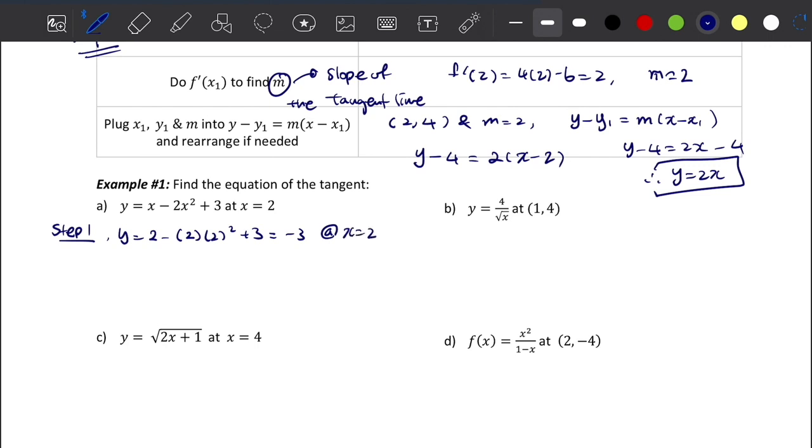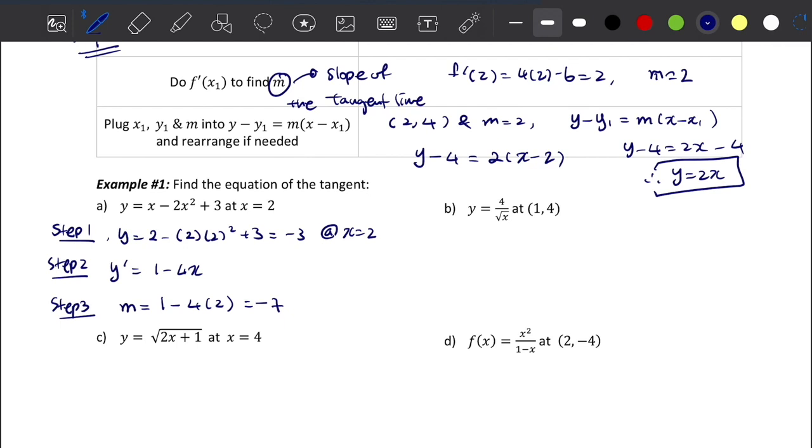Then step 2, we need to differentiate the function y. Then we get 1 minus 4x. Then step 3, we find the slope of the tangent line by substituting 2 into our derivative. Then we get 1 minus 4 times 2, which is equal to -7.